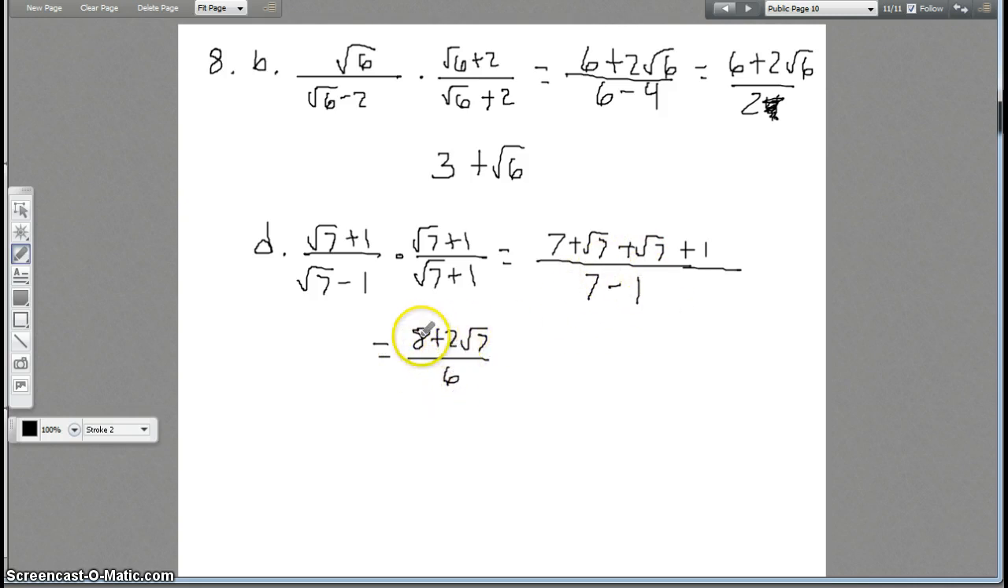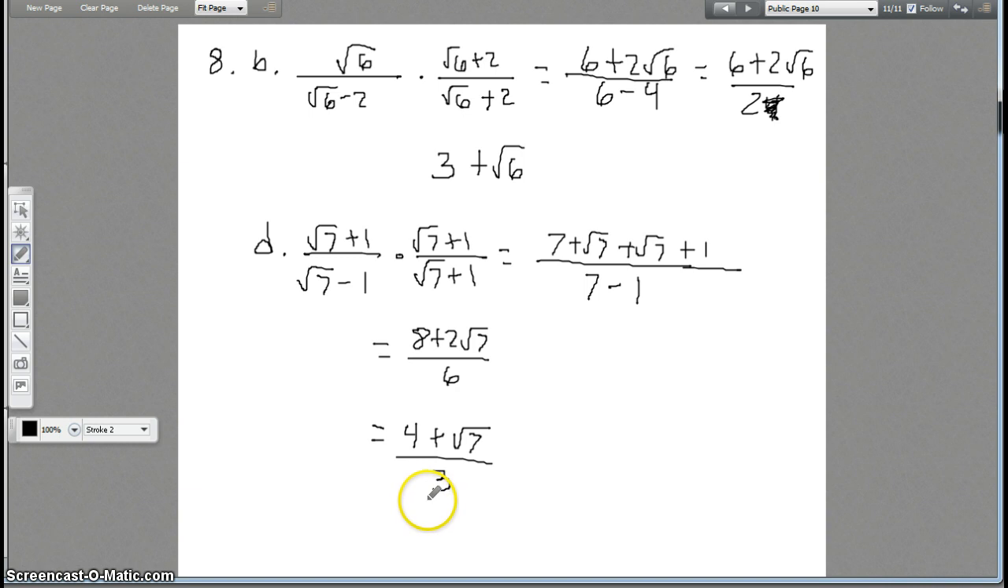Notice that all of these are even numbers, so we can divide everything by 2. 8 divided by 2 is 4. 2 divided by 2 is 1, so this is 1 root 7. And then 6 divided by 2 is 3. So our answer is 4 plus root 7 over 3.